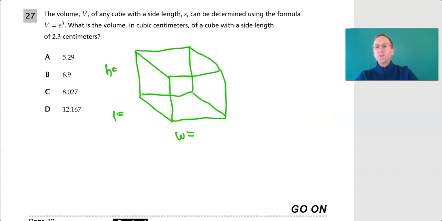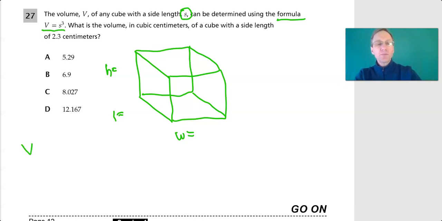Okay, this is a really good problem. This is a review of some concepts that you actually learned in 5th grade. So it says the volume of any cube with a side length s. So the side length is s, okay? The volume can be determined by using a formula, and you've talked about formulas for triangles this year. Volume equals side to the power of 3.